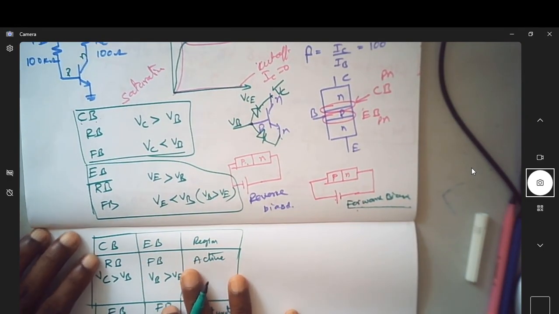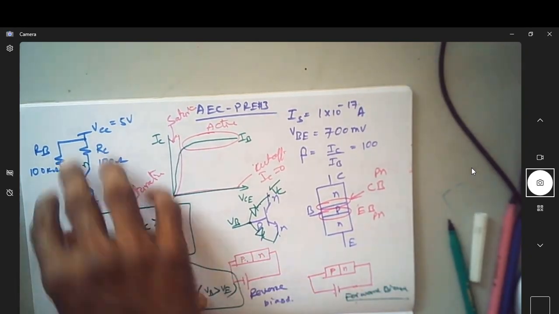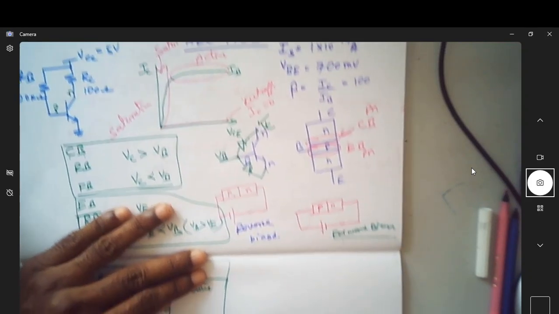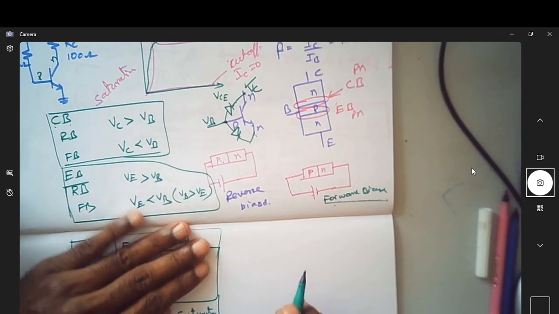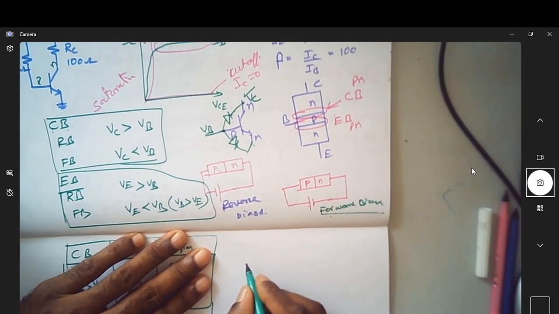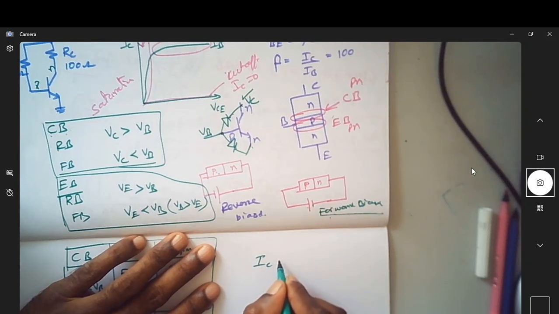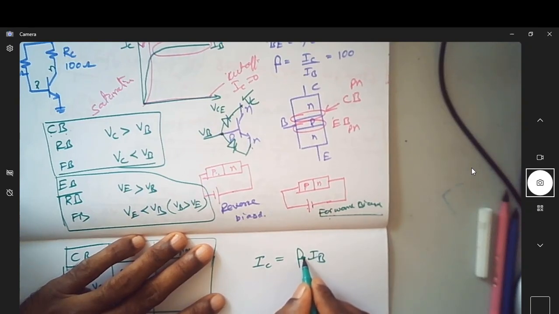Keeping all these things in mind, let us consider this example and try to find out the region of operation. Before we go into that, there are a few equations to understand. One of them is: what is the relation between IC and IB? IC is equal to beta times IB, where beta is the current amplification factor in a transistor.